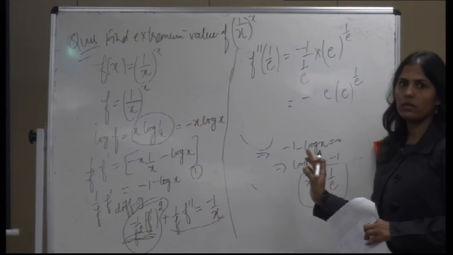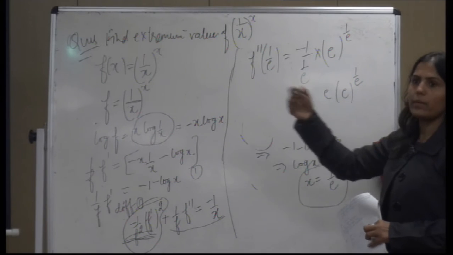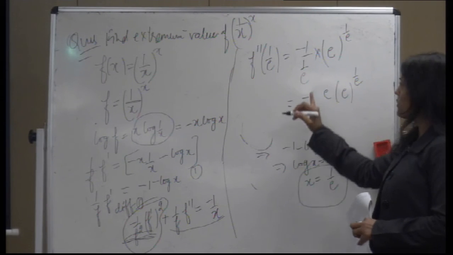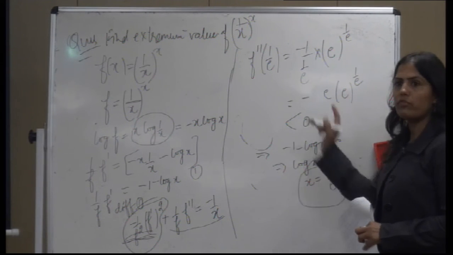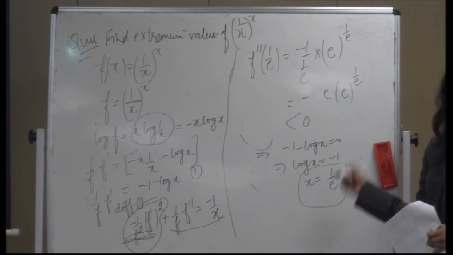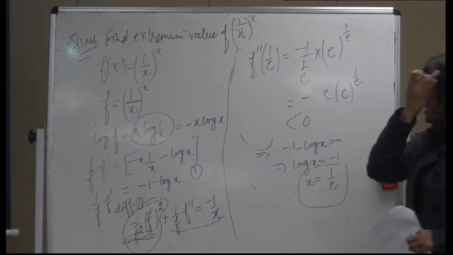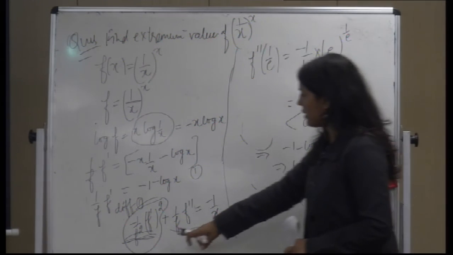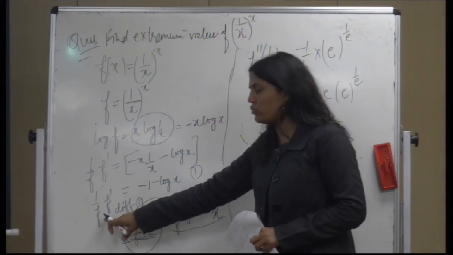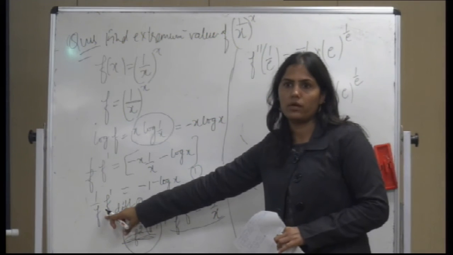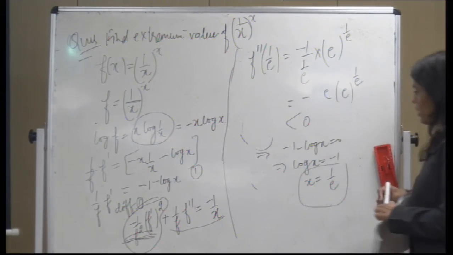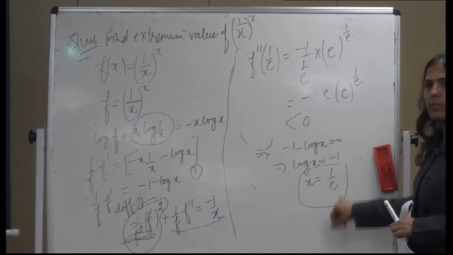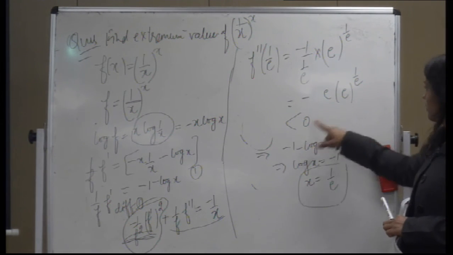E is negative, 2 point something. So this is a negative quantity very clearly. So it means at this point the function has a maximum value. I hope you are getting that differentiating this equation is simpler and very useful also. I think in other questions also you can use it. But this is the point of maxima.